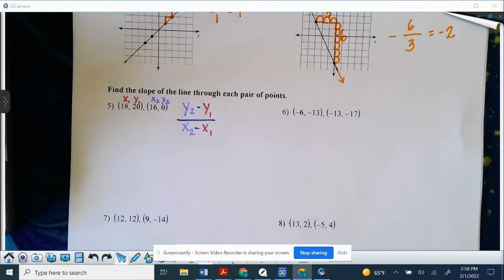Your choice. Personally, I make a hot mess of that, especially when I have to do a lot of them, or if it's a test or a quiz or somewhere where I need to be focused, and I just start making a mess. So if that works for you, you have done it before, 100% use it. It is the formula for slope. So this is your slope formula.